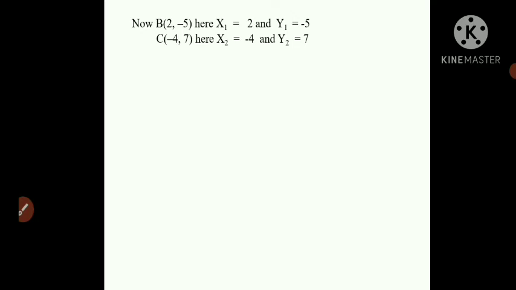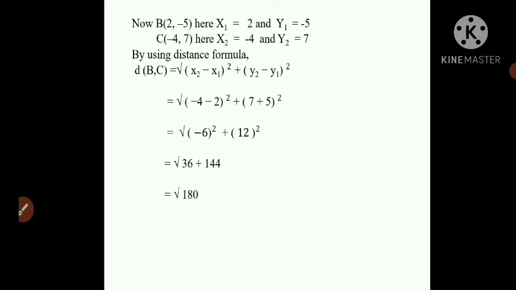We got AB, now we'll go for BC. Now B is given 2 comma minus 3 and C is given minus 4 comma 7. So here x1 is 2 and y1 is minus 3, x2 is minus 4 and y2 is 7. So by using the distance formula, the distance between BC will be under root x2 minus x1 the whole square plus y2 minus y1 the whole square.